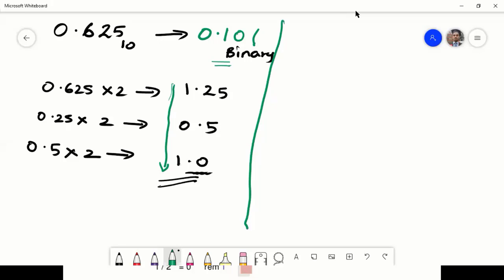Now we will see another example. In practical, sometime you may be asked to convert like this. Now we have to convert 1.25 base 10 to binary. This is the maximum you can be asked to do. So don't need to worry, right?